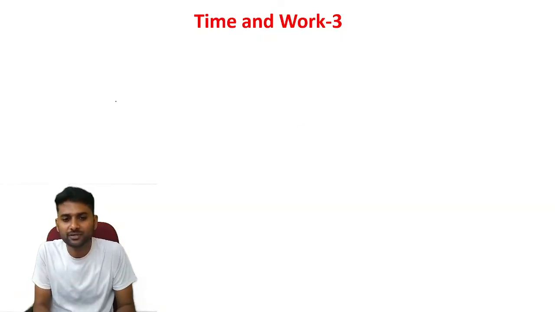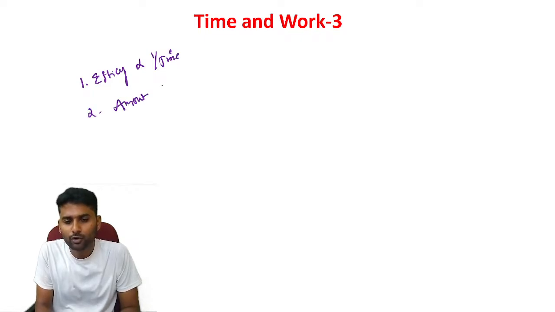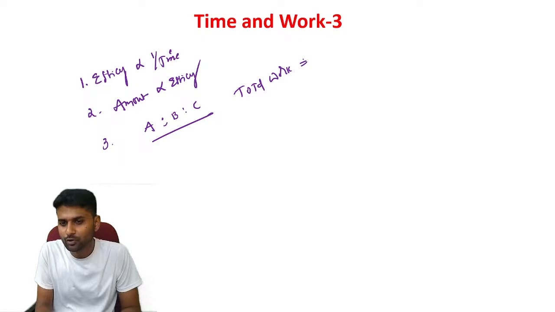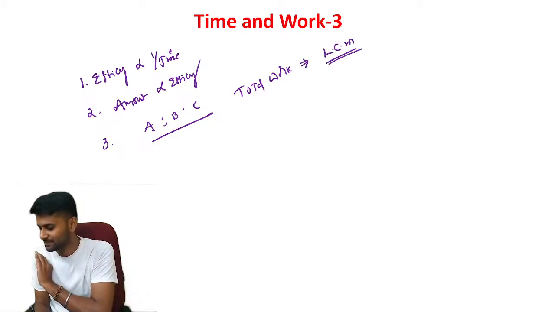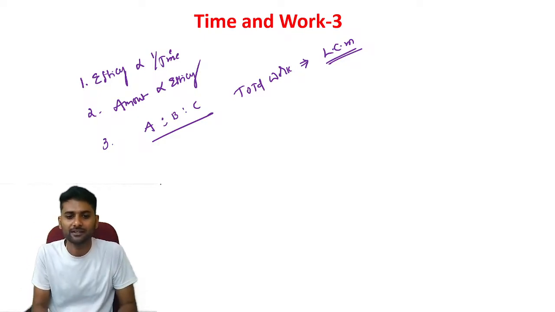Let me repeat the concept again. Efficiency is inversely proportional to the time. Whatever the amount, if you are going to distribute it, it is directly proportional to the efficiency. In a given comparison, according to the information, for total work we have to refer one value. That reference is taken from the concept of LCM, the least common multiple. That is the concept we use for total work.